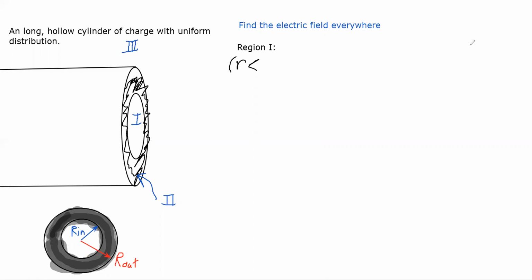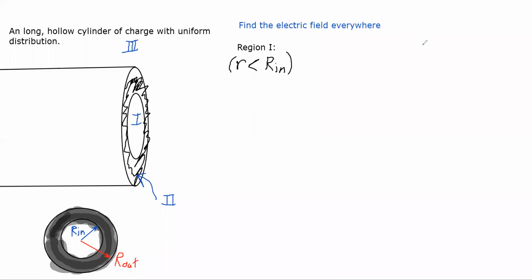And again, all our charge is in here. Uniform distribution of charge. So going back to my region 1, I'm looking at the region when r is less than R in. That means when I pick my Gaussian surface, I'm going to pick my surface to be within that region. Now, what shape should we pick for our Gaussian surface? Well, we're talking about a cylinder here, so it'll probably be best to choose a cylinder.